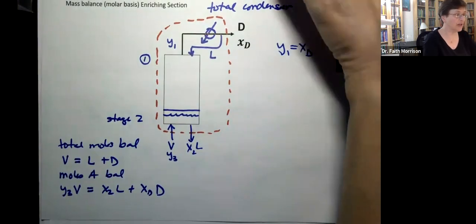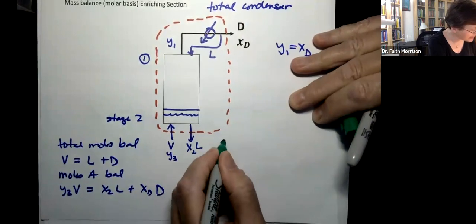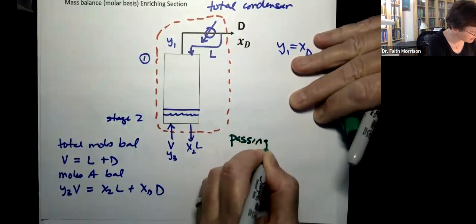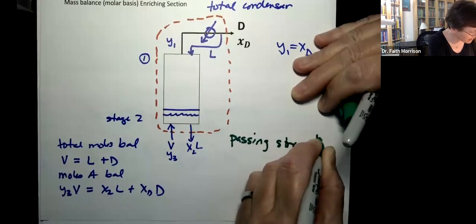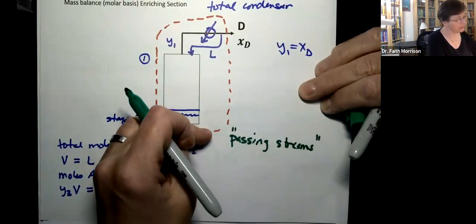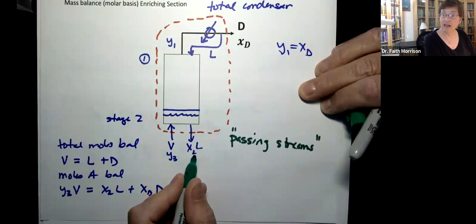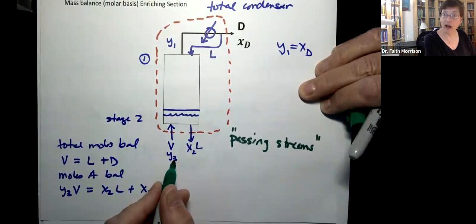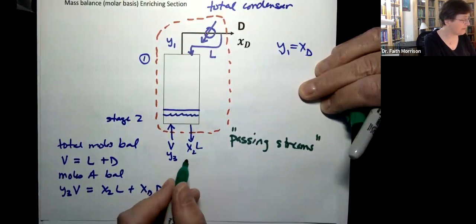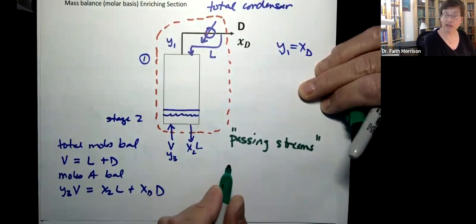And these two streams here at the bottom are called passing streams. So these two streams pass by each other. So whether I drew this red loop anywhere in the upper section, there would always be two passing streams. And they would always be labeled with the liquid phase composition being one less than the vapor composition. So it would always be Y3, X2, Y4, X3, Y5, X4. So those are the passing streams.